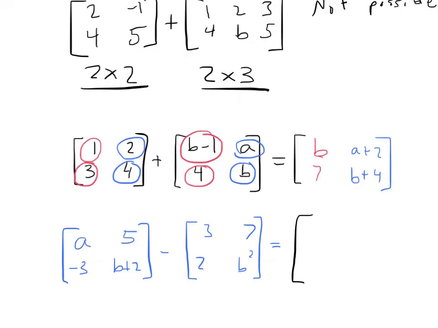So you should have here that you've got a minus 3, so a minus 3. You've got 5 minus 7, that's negative 2. You've got negative 3 minus 2, that's negative 5. And then finally you've got b plus 2 minus b squared, so literally b plus 2 minus b squared.